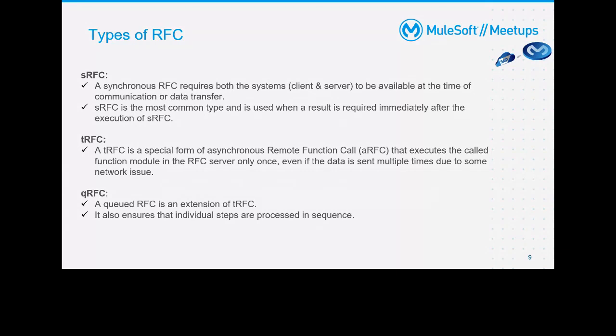The other special form of asynchronous remote function call is QRFC. This is an extension of TRFC where the sequence of individual steps are maintained. This is maintained internally with the help of a queue setup in SAP, and the SAP queue name will be additional input to MuleSoft SAP connector, which is communicating via QRFC.